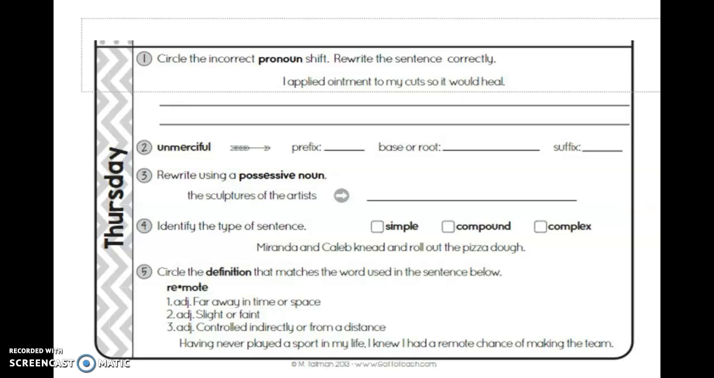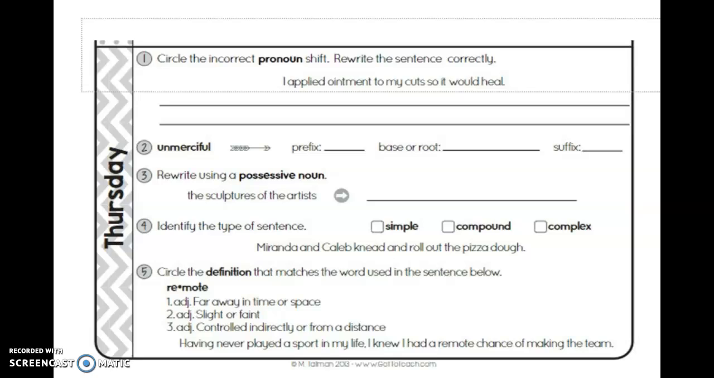For number one, all you're doing is finding the incorrect pronoun and rewriting it. So, "I applied ointment to my cuts so it would heal." Well, you have multiple cuts, so you need to change your incorrect pronoun to show multiple of something, and then you should retype the sentence in the box.